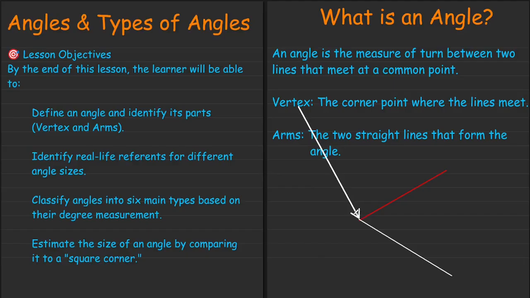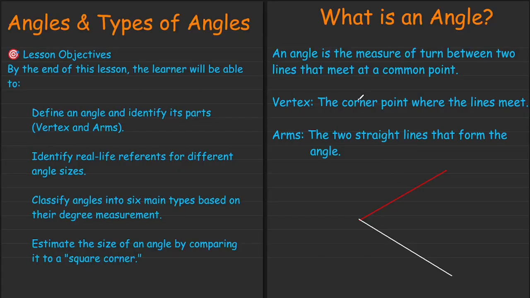You see? Then secondly, we have the arm. So the arms are the two straight lines that form the angle. So this red line is the arm of the angle, and this white line is also the arm of the angle. Now, talking about the theory like this, you might ask, where then do we see angles in real life?